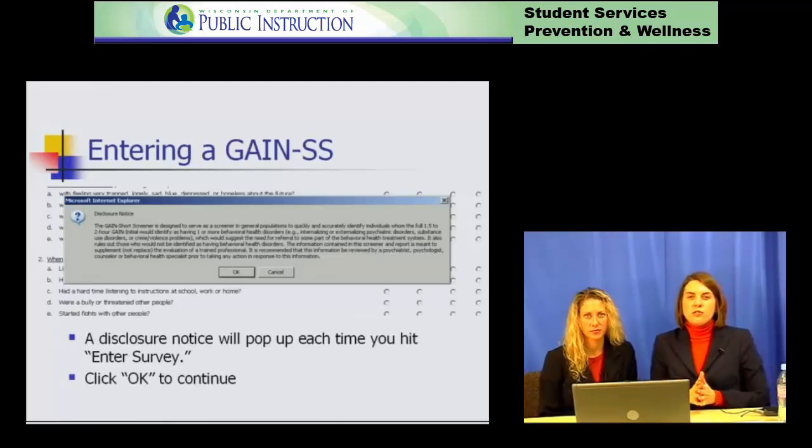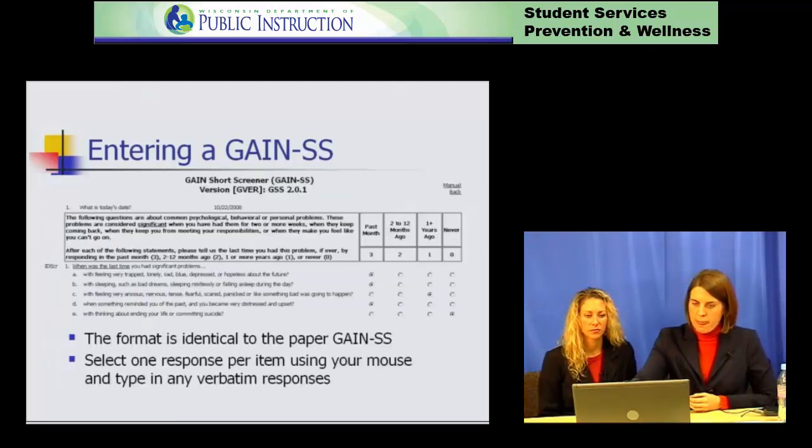And then it brings you directly to an online version of the GAIN Short Screener that looks just like the paper version. The very first thing that pops up is a disclosure that you should read and click OK. It just lets you know what the purpose is, which you all should know now from going through this training, and lets you know what you should do with that information. Once you hit OK, it brings up the screener and you're able to enter it.